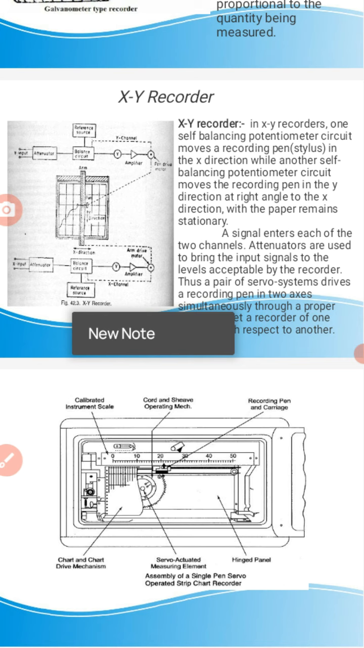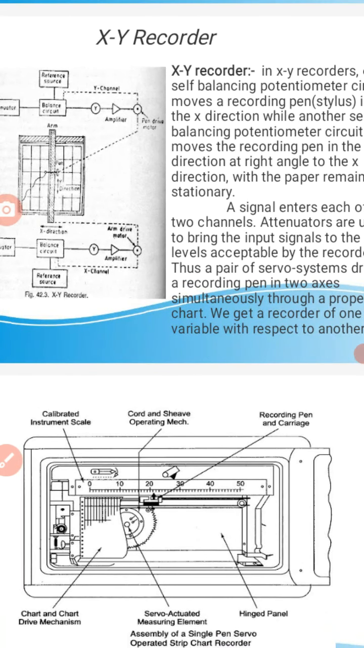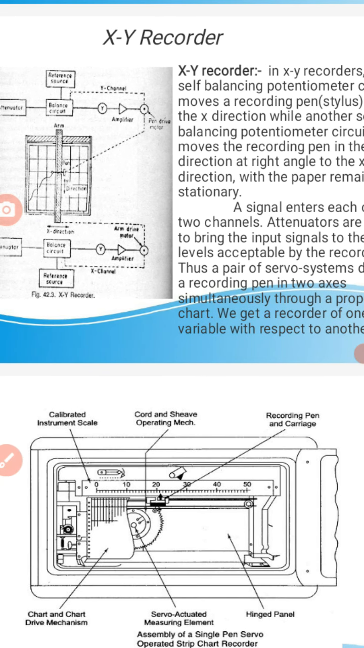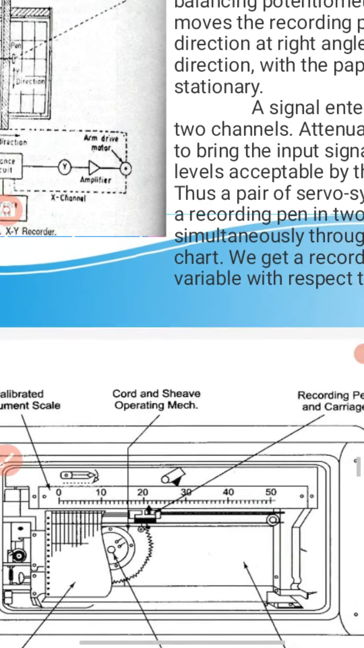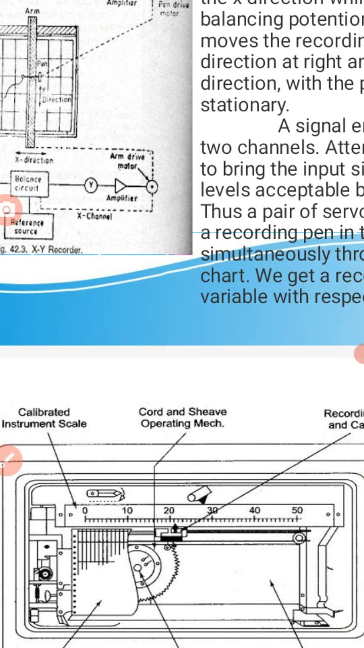The EMF for operation of XY recorders may not necessarily measure only voltage. The measured EMF may be the output of a transducer that may measure displacement, force, pressure, strain, light intensity or any other physical quantity. Thus, with the help of XY recorders and a transducer, a physical quantity may be plotted against another physical quantity.